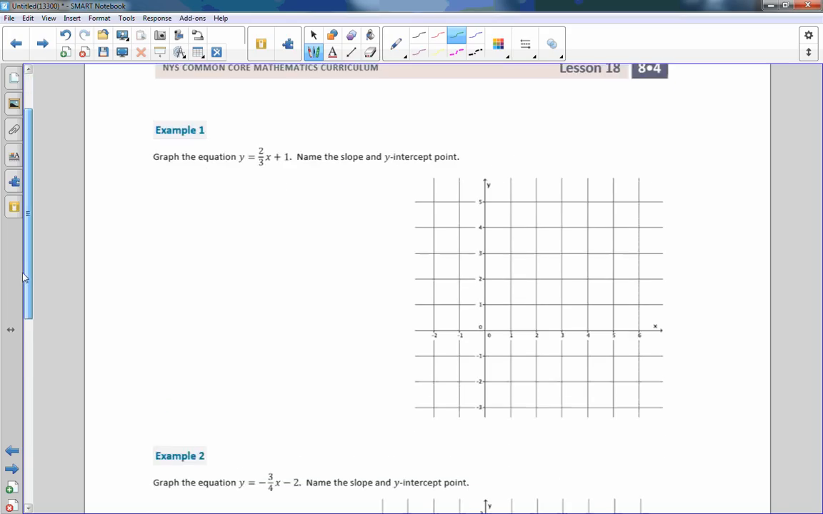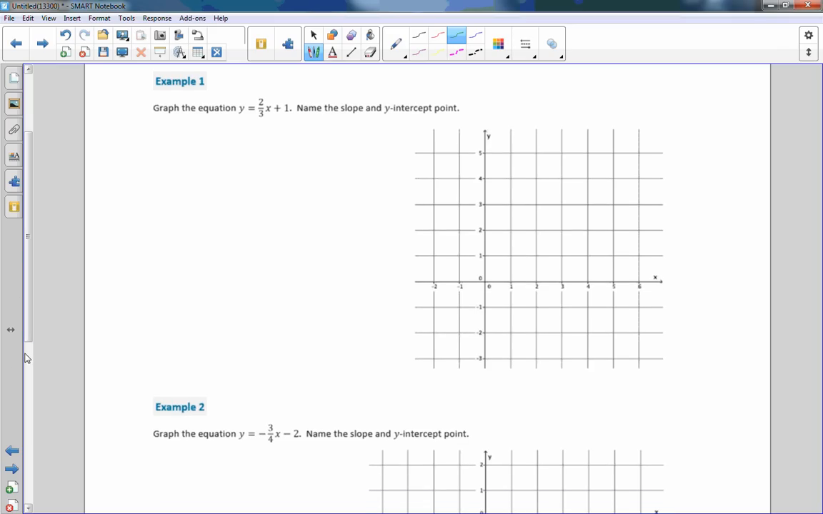Okay, example 1. It says graph the equation y equals 2/3 x plus 1. Name the slope and the y-intercept point. Okay, so I could make a table and plug in a whole bunch of values now, but it's no longer necessary. This is my b, which is right here.